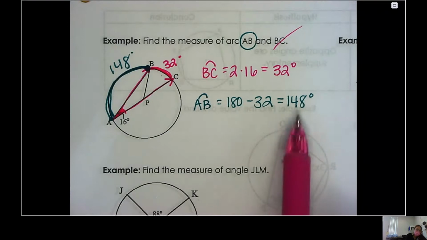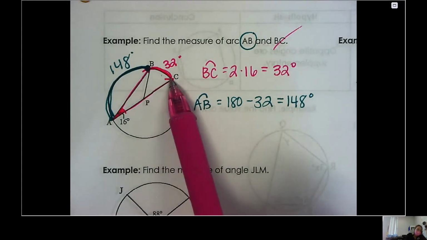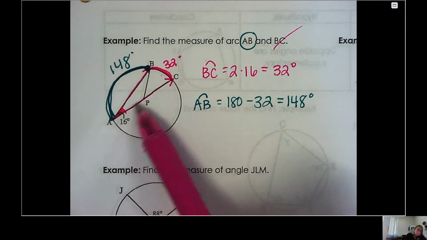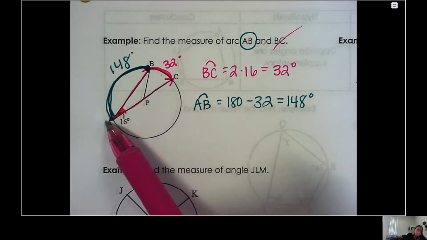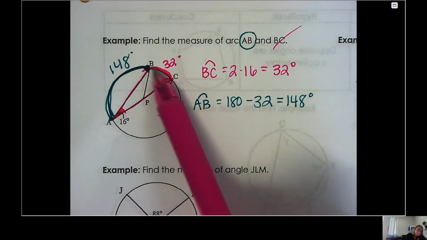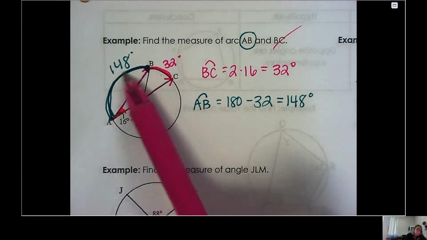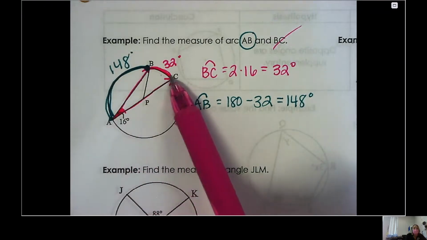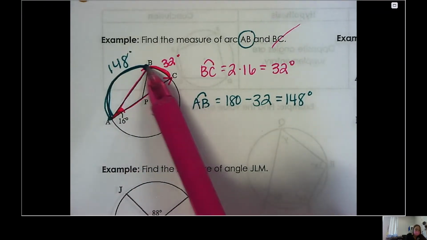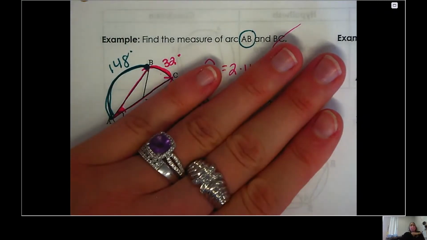How to get which one? 148. So then I said this piece right here is 32. I know that AC, this is a straight line, which means that's 180. You know 32 of the 180. And so to figure out what's left over, I'm going to take 180 and subtract 32. And that'll give me what's left over. So always look for a straight line. That'll give you 180.